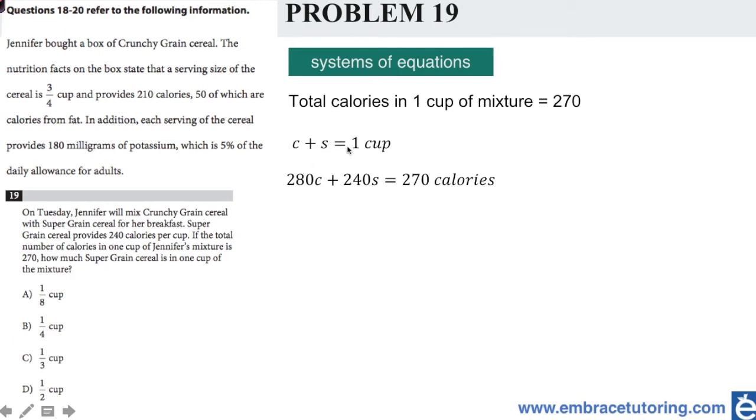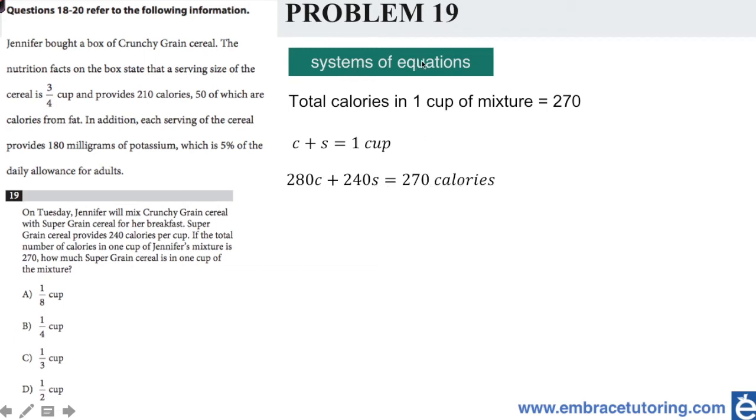So basically I'm solving for S, right? How much of the super grain cereal is in this 1 cup mixture? And I know that 280 comes from the amount of calories per 1 cup of my crunchy grain cereal. So I have 280C plus 240S equals 270 calories.